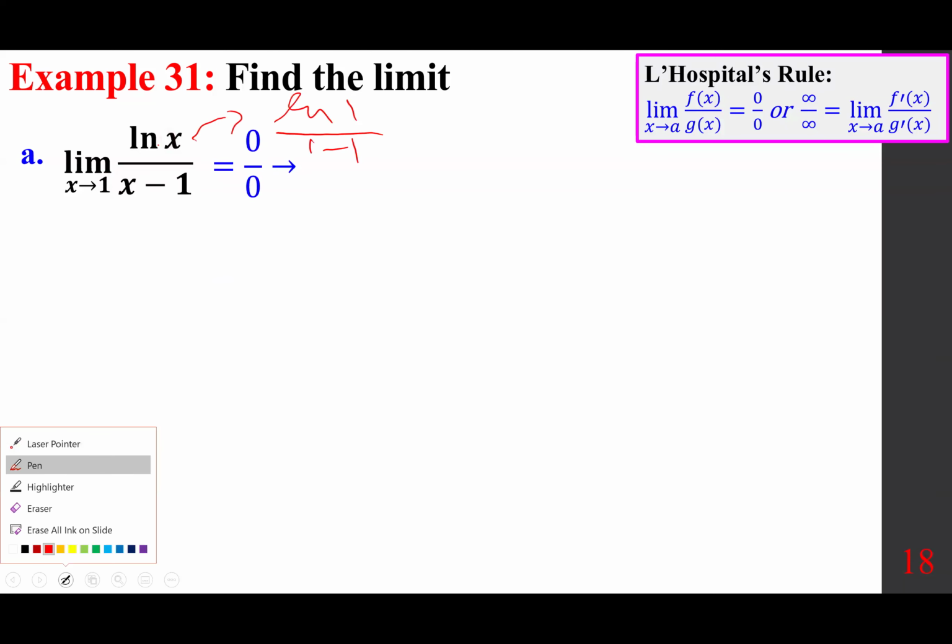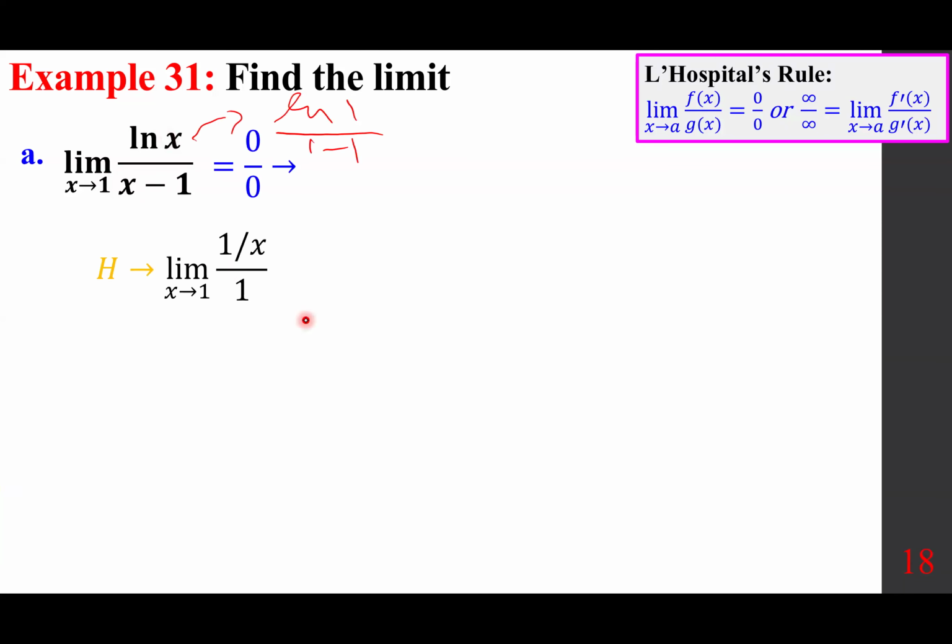So according to L'Hopital's rule, this is the same as the limit as x approaches 1. Now you take the derivative of the top, which is 1 over x, and the bottom is 1, or simply this is 1 over x. If you plug in, you get 1 over 1, or simply 1.